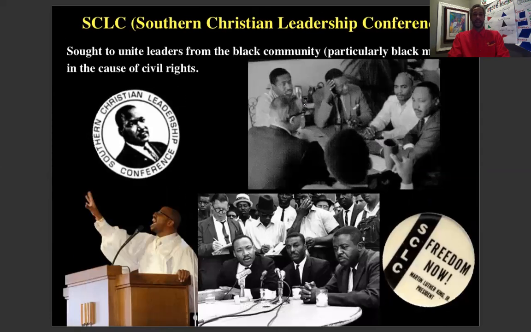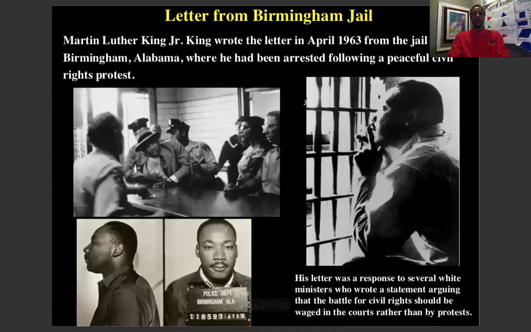The SCLC, or Southern Christian Leadership Conference, sought to unite leaders from the Black community, specifically churches, for the cause of civil rights. Martin Luther King Jr. was the president of the SCLC when he wrote his letter from the Birmingham jail. His letter was a response to several white ministers who wrote a statement arguing that the battle for civil rights should be waged in the courts rather than by protest.